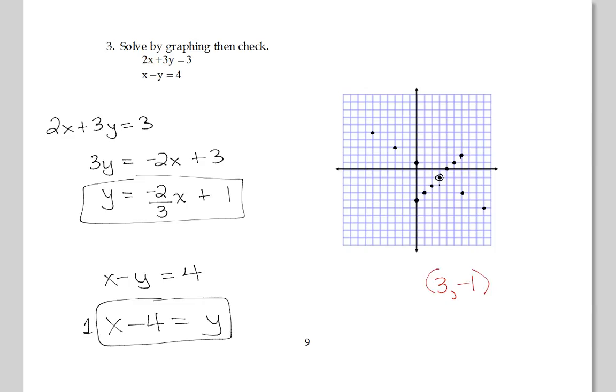Go ahead and plug these into the original equations. Starting with the first equation, 2 times 3, that's 6. 3 times -1, that's -3. 6, take away 3, 3. And for x minus y, 3 take away -1, that's like 3 plus 1. This is 4. So that's the right spot.